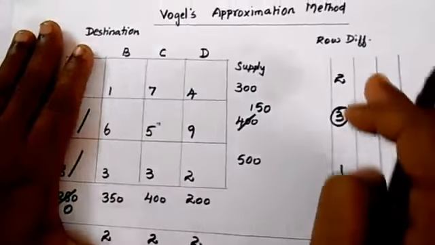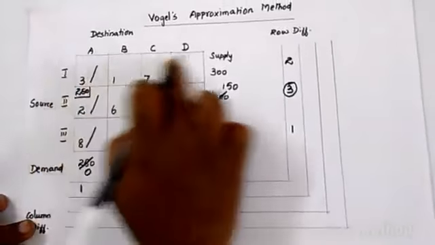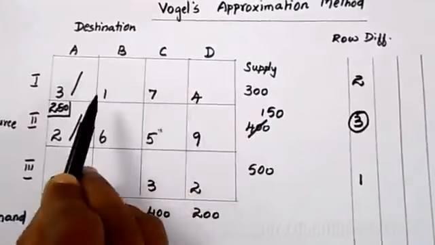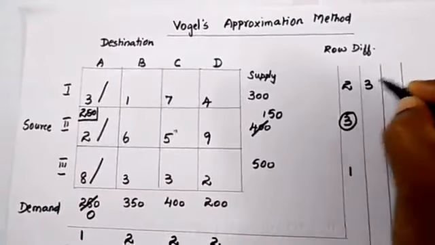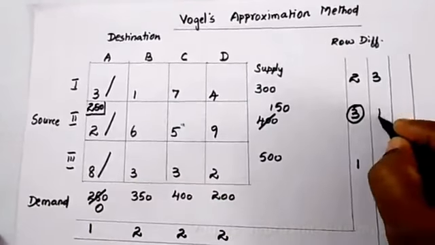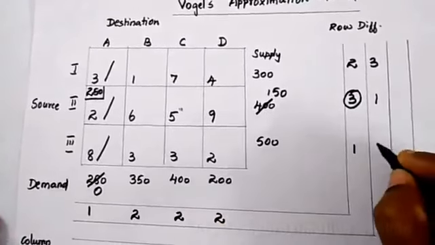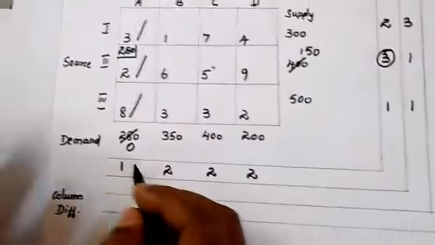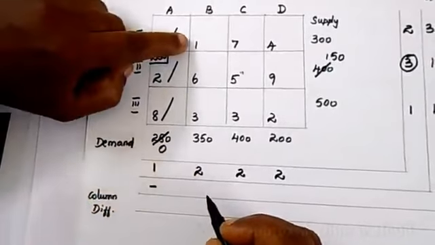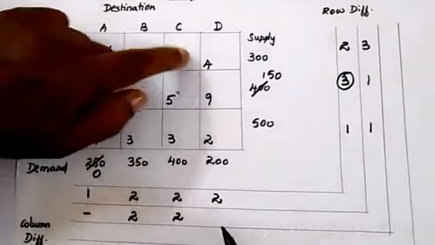Again you have to find out row difference and column difference with the unallocated cells. Again in the first row, which one is the least value? 1. Next 4. What is the difference between these two values? 3. In the second row, 5 is the least value. Next value 6. Difference 1. In the third row, 2 is the least value. Next 3. Difference 1. In the same way for columns also. The first column is entirely deleted, so just put dash. In the second column, least value 1. Next value 3. Difference 2. Here also 2. Here also 2.